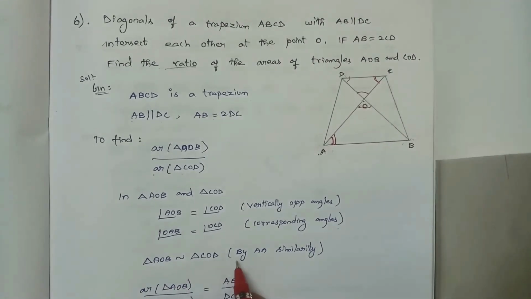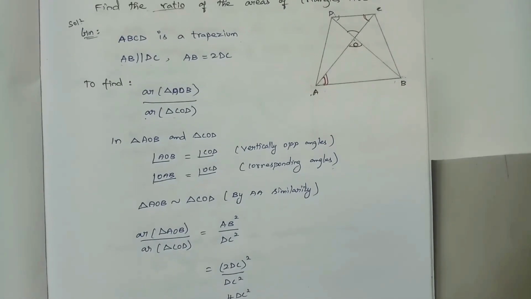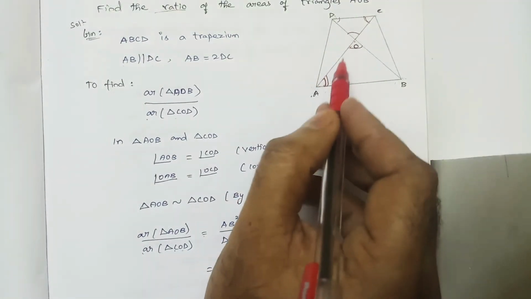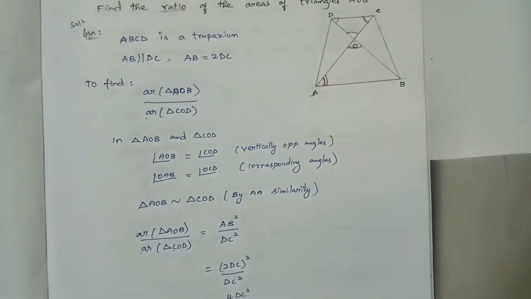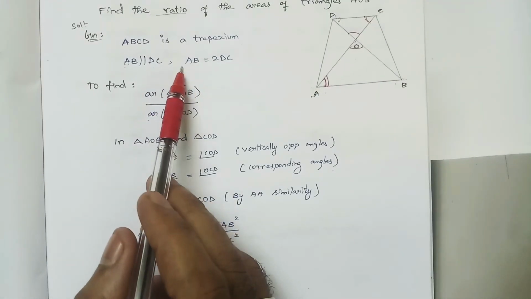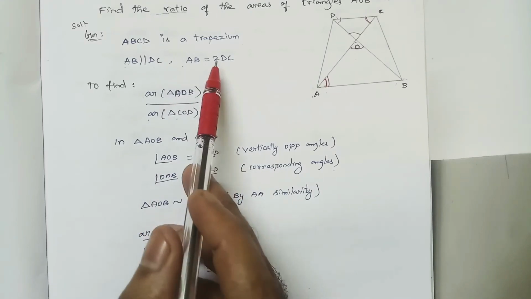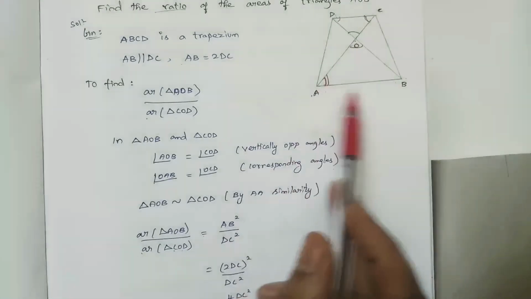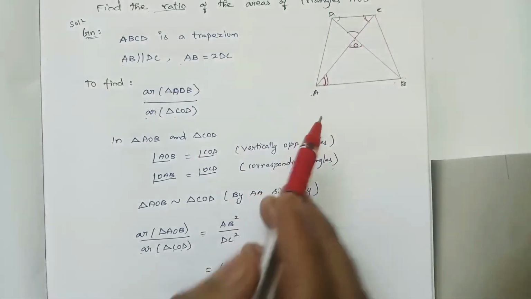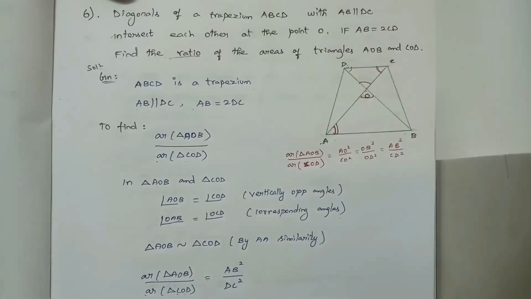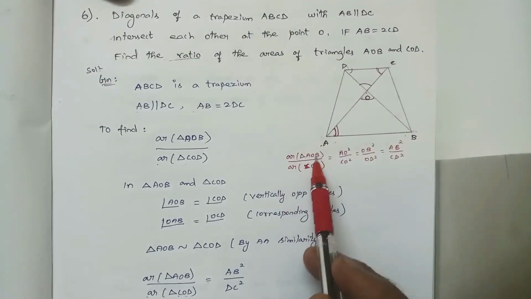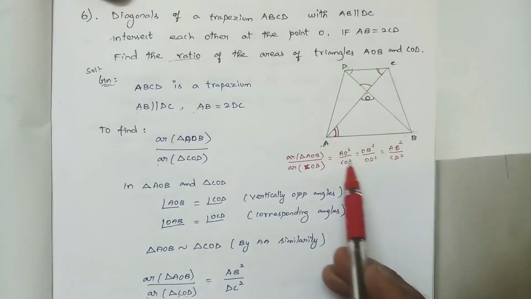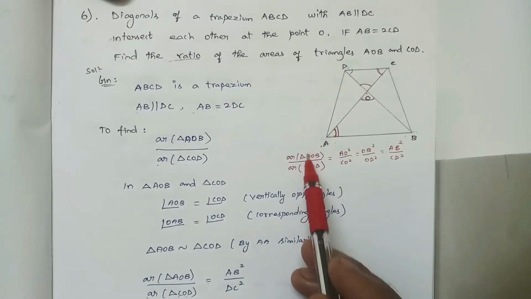And if two triangles are similar, then the area of triangle AOB divided by the area of triangle COD is equal to, we have 3 corresponding sides, but in the given, AB is equal to 2 times DC. So you can choose the sides AB and DC. So it is AB square divided by DC square. Understood? Any of these 3 corresponding side ratios, squared, equals the ratio of the areas of the two triangles.